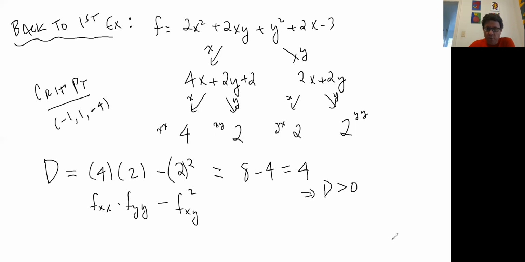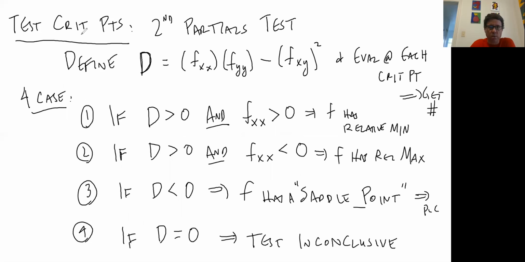Okay, so if d is positive, I go back to my partial test and I look. Now I have 2 possible cases where d is positive. So if d is positive, you have to shift and go back and look at the xx derivative and determine whether it's positive or negative. So you have to check both things. If fxx is positive, then you get a relative min at that point, and if fxx is negative, you get a relative max.